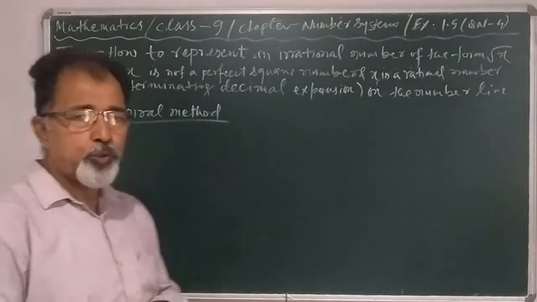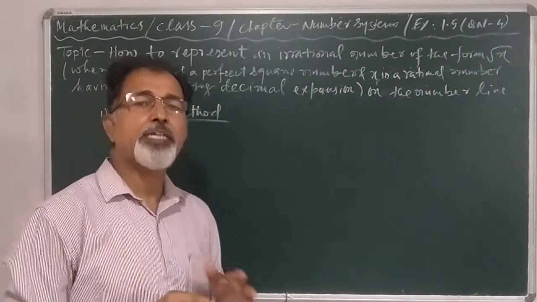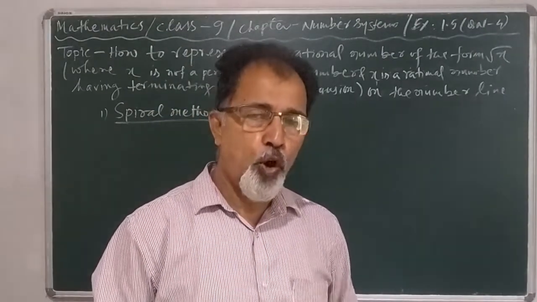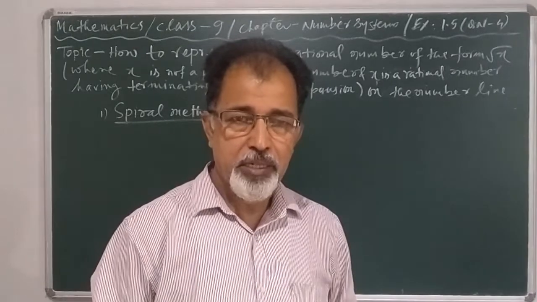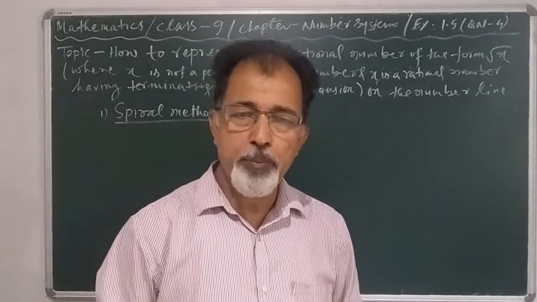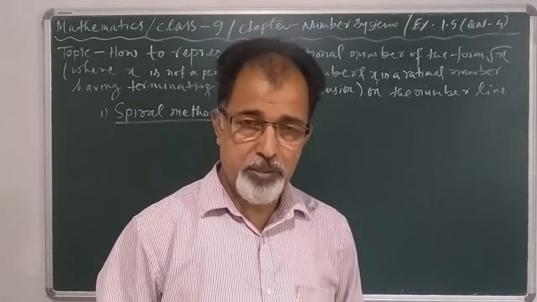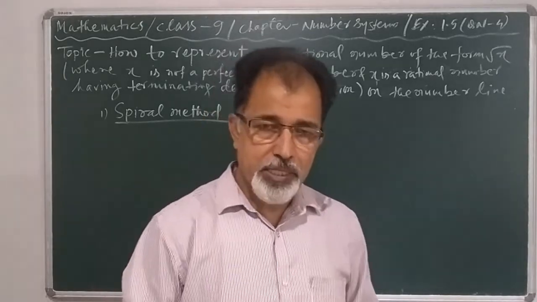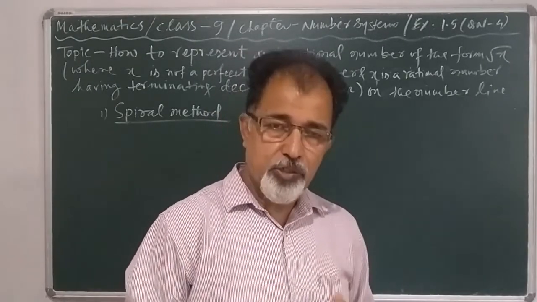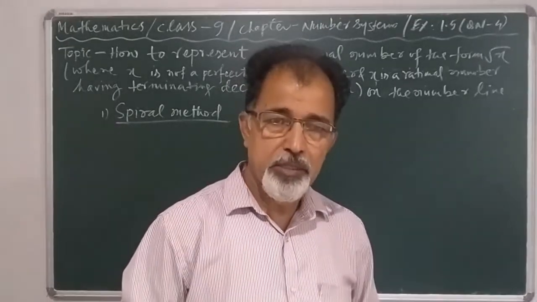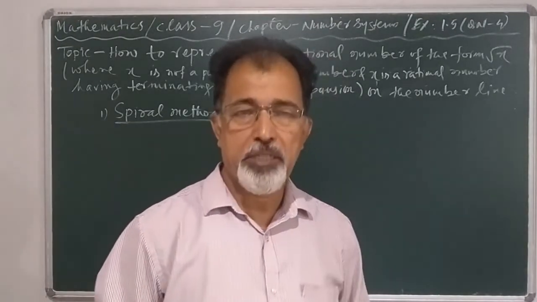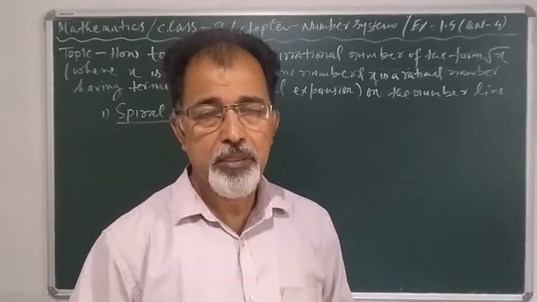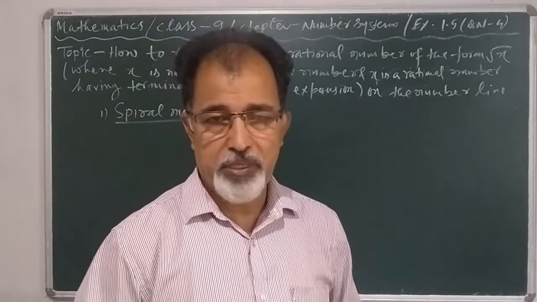This method is used to represent an irrational number which is of the form root over n, where n is a natural number but not a perfect square number. And in the last class I have taught how to represent root over 2, root over 3, root over 5, etc. on the number line by using the spiral method.